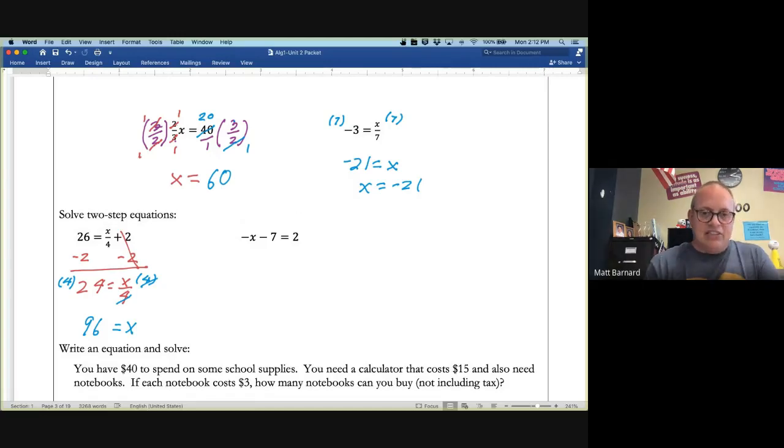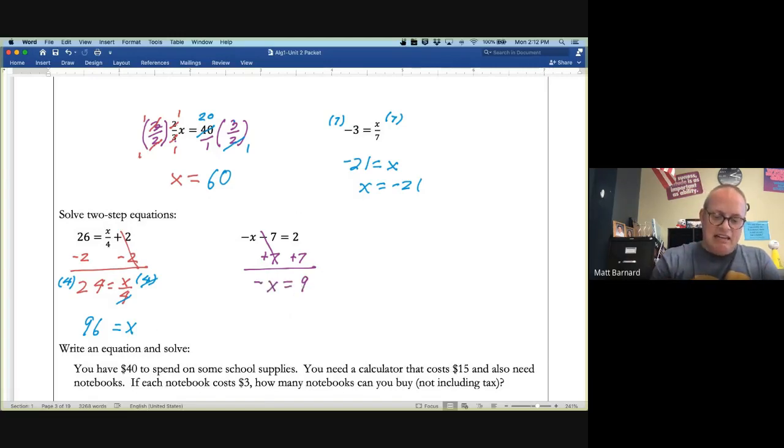The last solving two-step equation I want to look at is negative x minus 7 equals 2. Again, I want to isolate the variable term first. So that negative in front of the x stays with that x for now. I'm going to add 7 to both sides. Negative 7 plus 7 is 0, so I'm left with negative x equals 9.